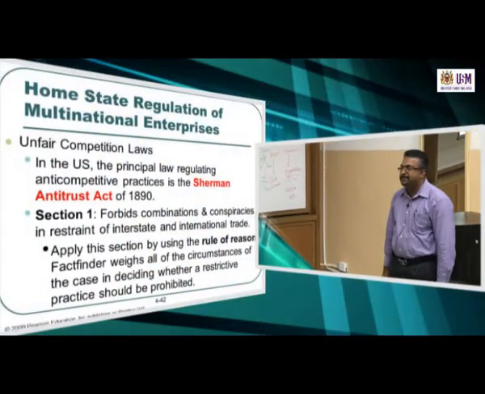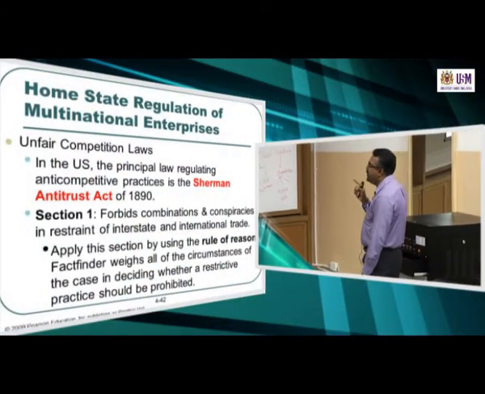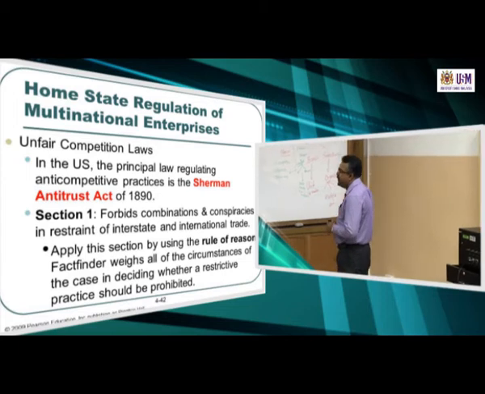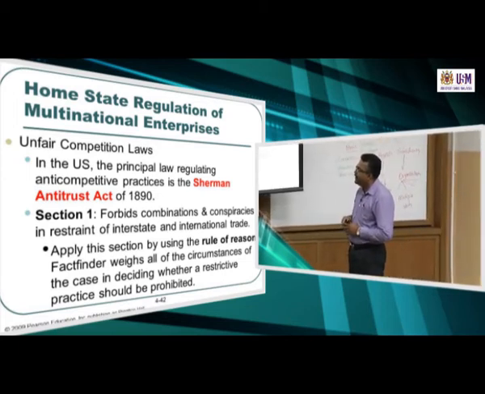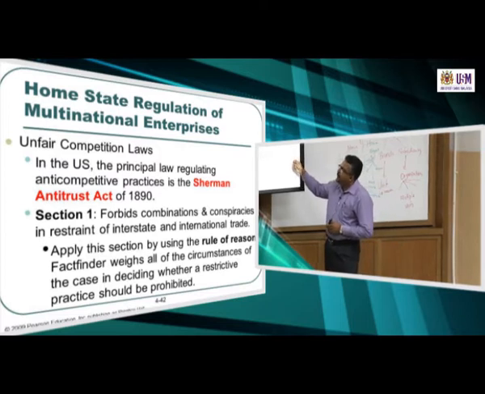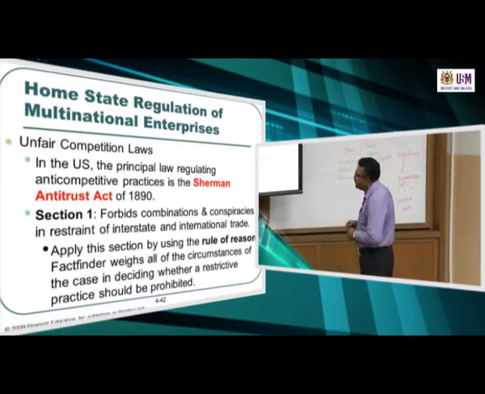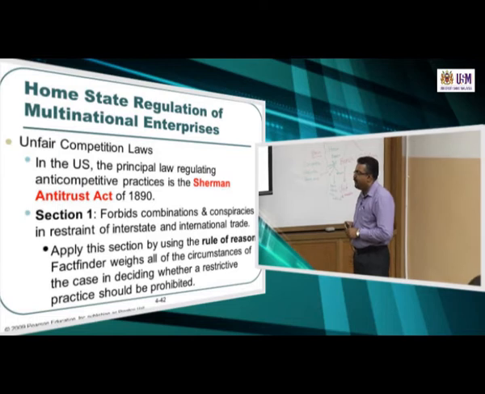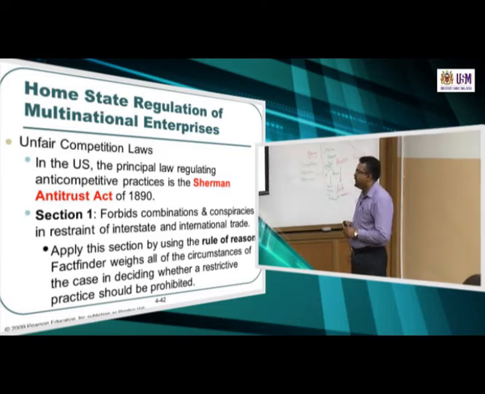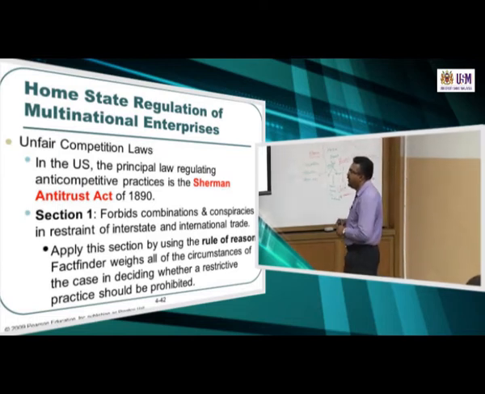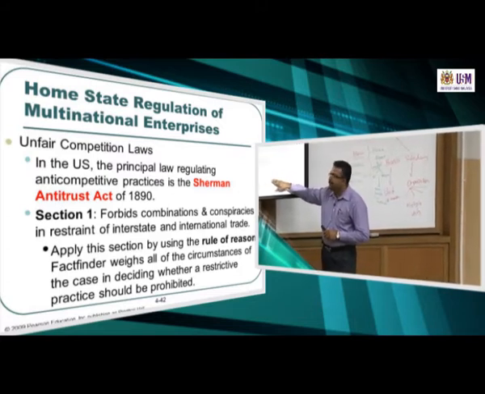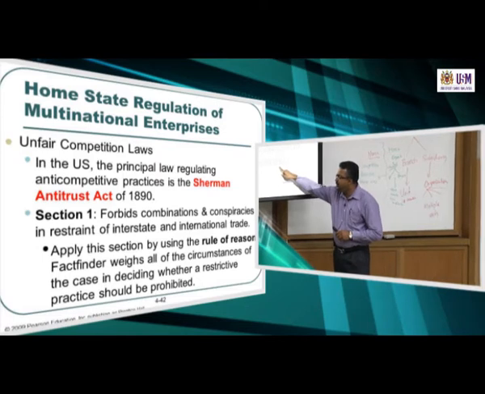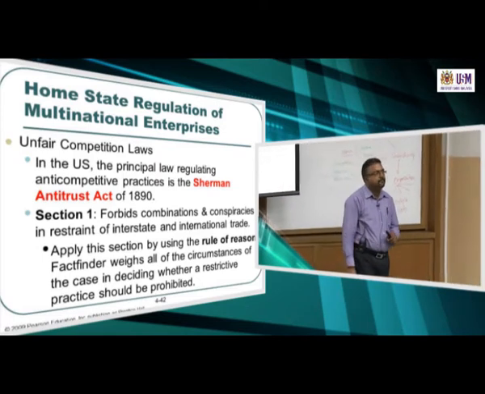Section 1. Forbids combination and conspiracies in restraint of interstate and international trade. Alright. Apply this section by using the rule of reason. Fact finder weighs all the circumstances of the case in deciding whether a restrictive practice should be prohibited. Please underline this word here, restrictive practice.